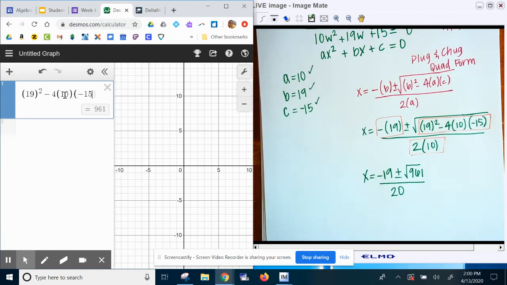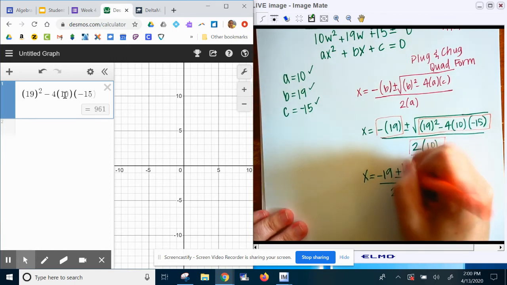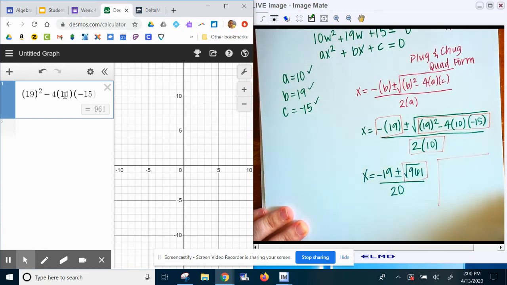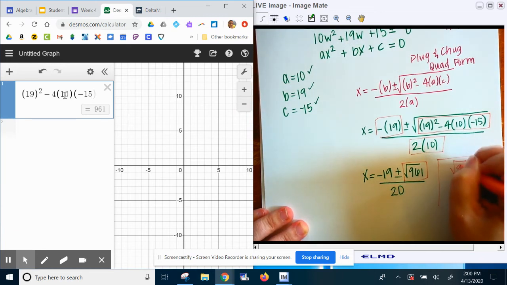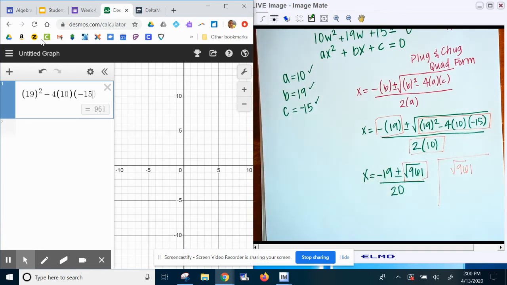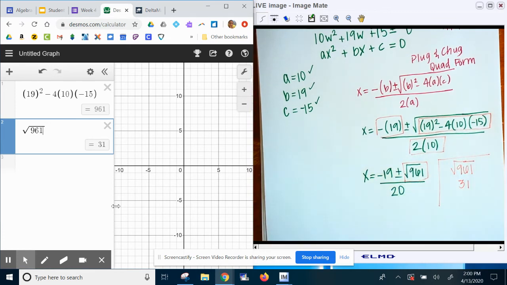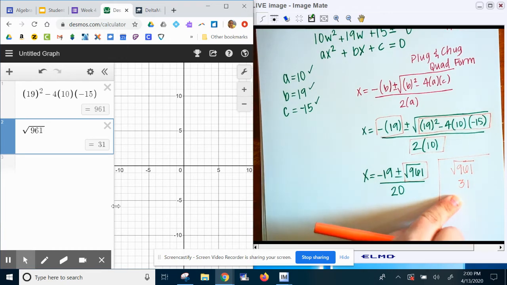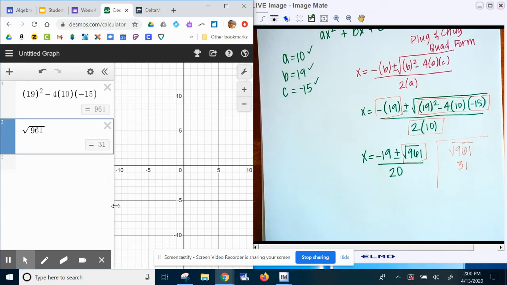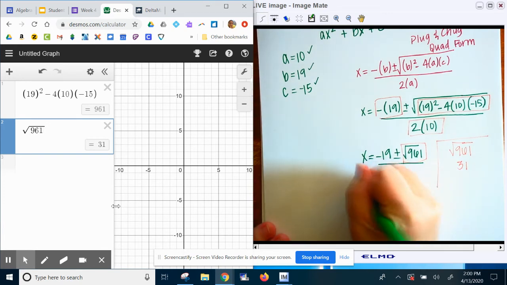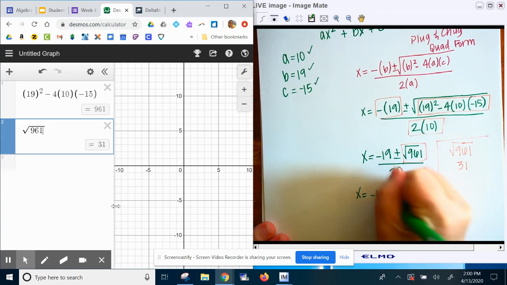Okay. Now my next part is I need to simplify this square root. So I like to take it off to the side over here and put the square root of 961. The first thing you should always do is see if it has a perfect square root. And it does. Look at that. The square root of 961 is just 31. And I'm done. I don't need to try to find a perfect square that can fit into it because it is a perfect square. So I'm ready to just plug that in. So I've got x equals negative 19 plus or minus 31 over 20.